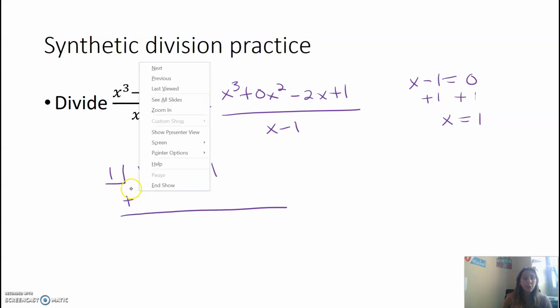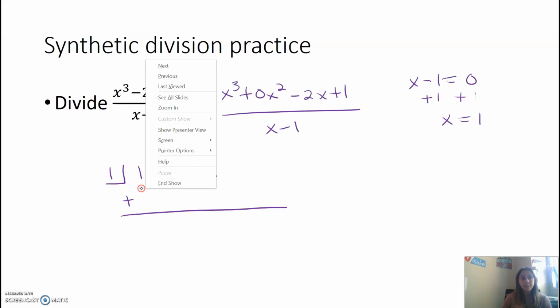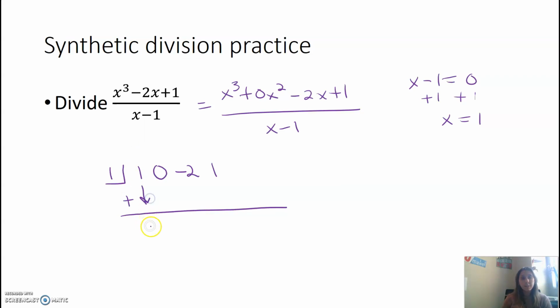My first coefficient, my leading coefficient, comes straight down. So I have 1. 1 times 1, 1. 0 plus 1 is 1. 1 times 1 is 1. Negative 2 minus 1 is negative 1. And 1 times negative 1 is negative 1. My remainder box would be in my last column, so it's right here. 1 minus 1 is 0, which means I do not have a remainder.